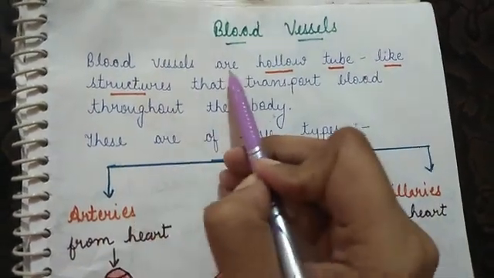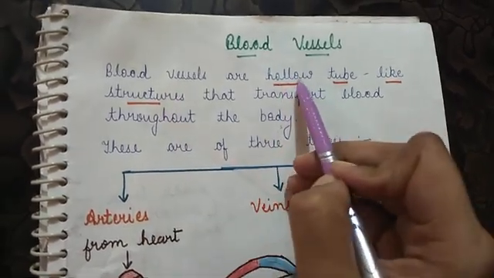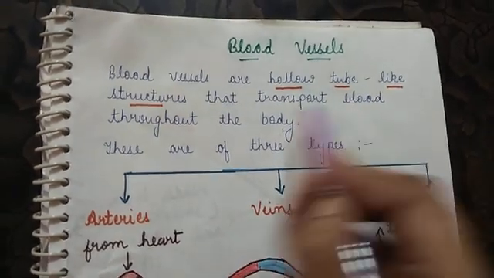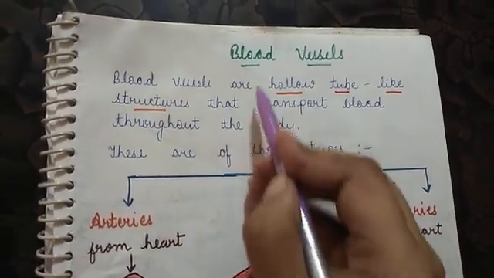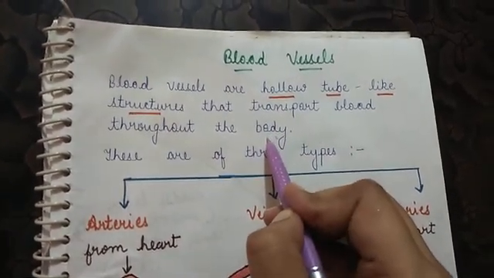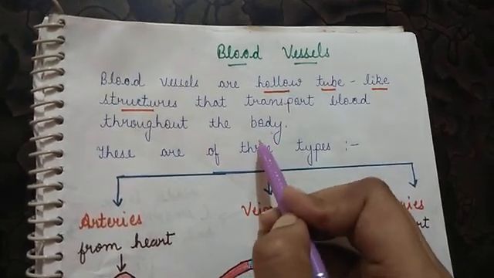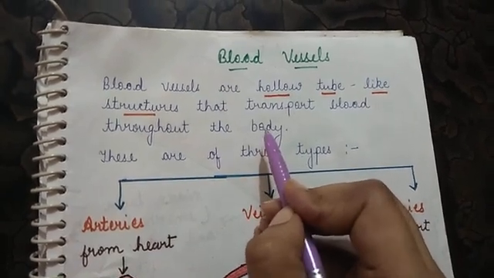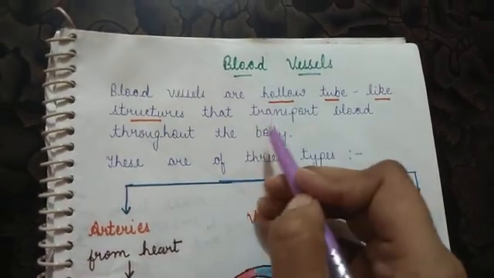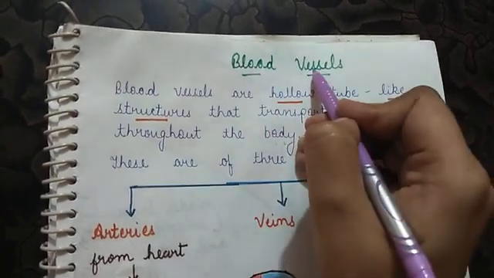Blood vessels are hollow tube-like structures. What is the structure? Hollow tube-like structures that transport blood throughout the body. What do they do? They transport blood throughout the body. Students, you might have seen the water pipe at your home. What does that water pipe do? That water pipe allows the water to flow through it. In the same way, in our body, the blood is allowed to flow through these blood vessels.